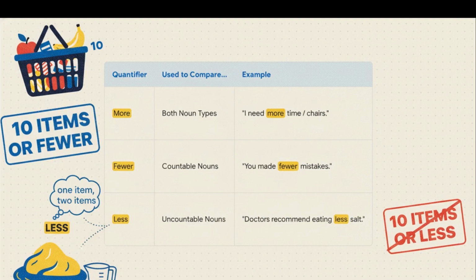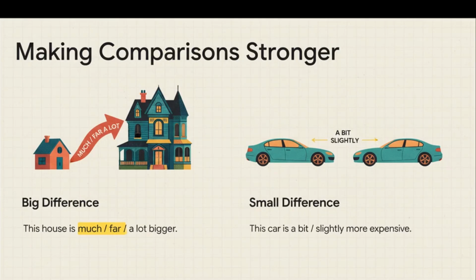Now let's be real, you're going to see 10 items or less all the time, everywhere. It's become super common in everyday speech. But if you want to be 100% grammatically correct, especially in writing, fewer is your word for things you can count. And hey, here's a little bonus for you to make your English sound even more advanced. You can actually add another quantifier to make your comparisons stronger. If you want to show a really big difference, you can say something is much bigger or a lot more expensive. And for a small difference, just use a bit or slightly. It's a simple trick that adds a ton of nuance.